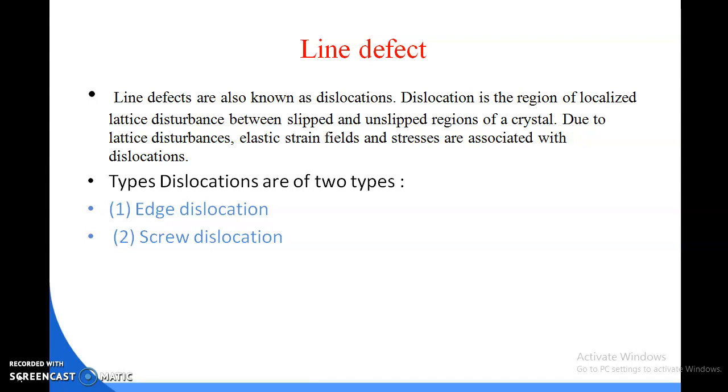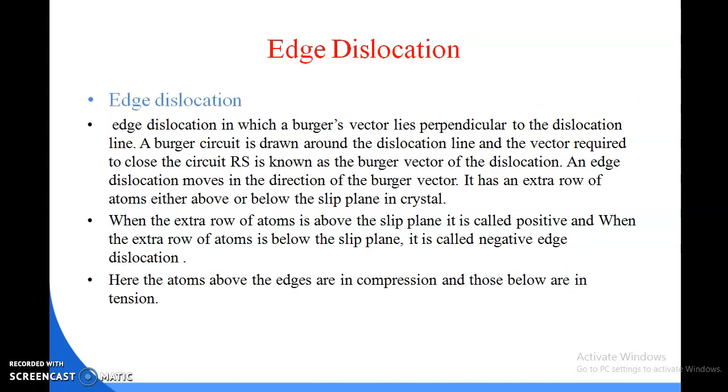Here, the dislocations are of two types: one is the edge dislocation and the other is the screw dislocation. We are going to study edge dislocations and screw dislocations. The next slide is the edge dislocation. So, what is an edge dislocation? In an edge dislocation, the Burgers vector lies perpendicular to the dislocation line. A Burgers circuit is drawn around the dislocation line, and the vector required to close the circuit is known as the Burgers vector of the dislocation.